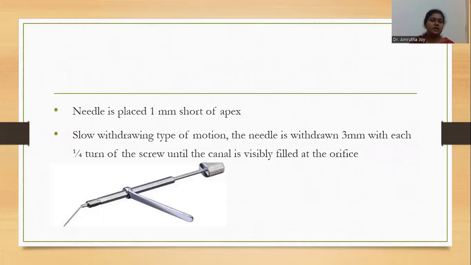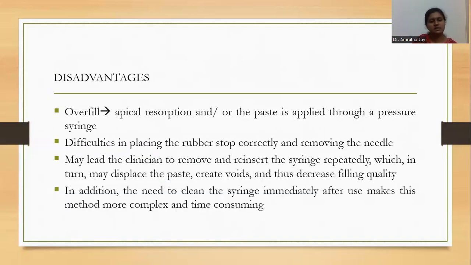While doing obturation, the needle is placed 1 mm short of the apex, and with a slow withdrawing type of motion, the needle is withdrawn 3 mm with each 1/4 turn of the screw until the canal is visibly filled at the orifice. Disadvantages: there is an increased chance of overfill because the paste is applied with pressure, and with apical resorption. Then there is difficulty in placing the rubber stop correctly, and it may lead the clinician to remove and reinsert the syringe repeatedly, which in turn causes displacement of paste and creates voids.